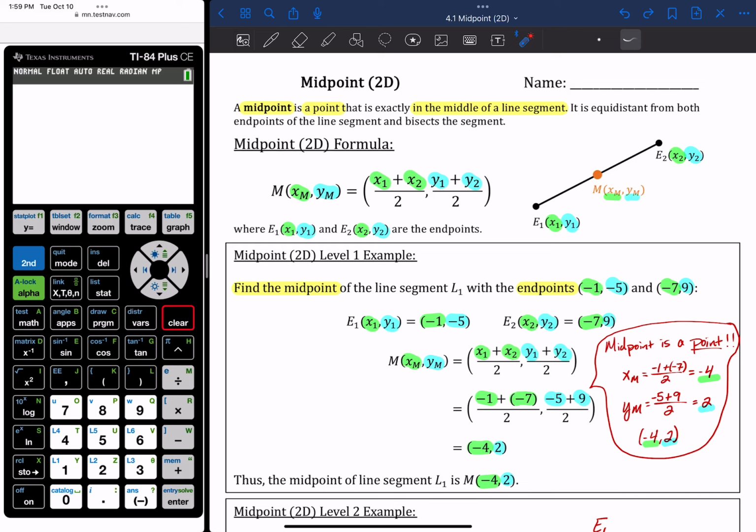In this video, we're going to talk about midpoint, specifically in the second degree. A midpoint is a point that is exactly in the middle of a line segment. It is equidistant from both the endpoints of the line segment, and it bisects the segment.